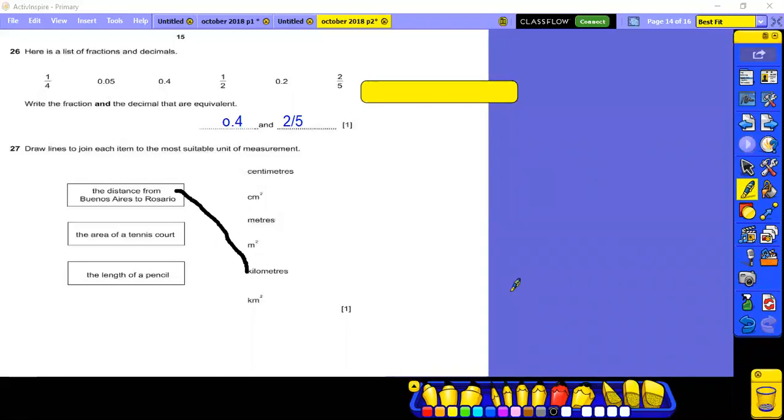One second, someone is sending the page. I'll try to see it. Okay, let's go, guys. So the area of a tennis court is meter square. Where is meter square? Here it is. Right. The length of a pencil will be what? Just centimeter. So not meter and not kilometer for sure.